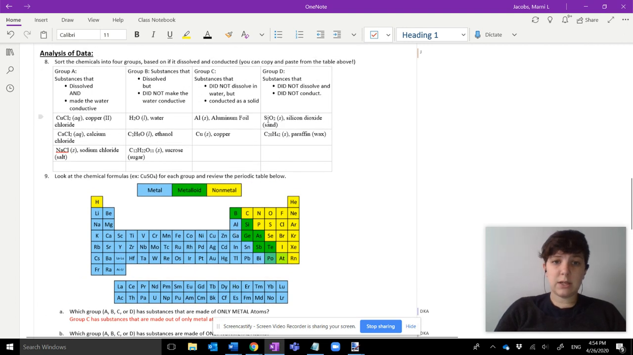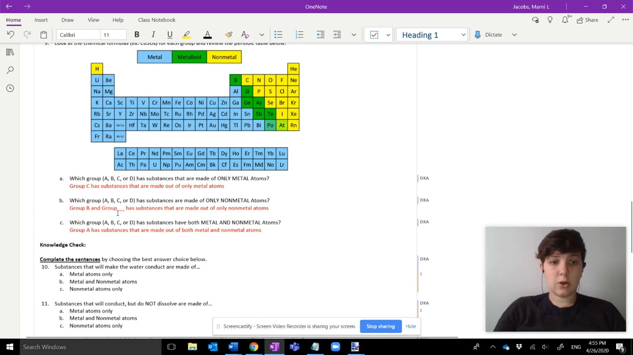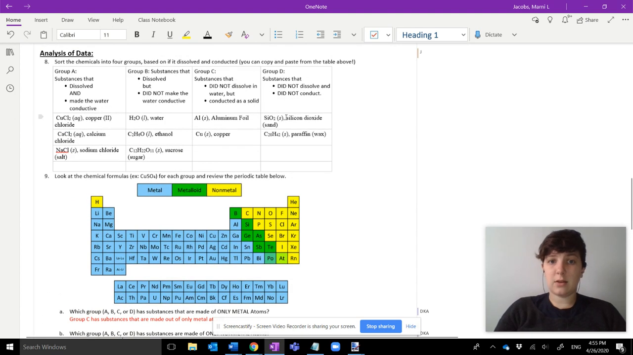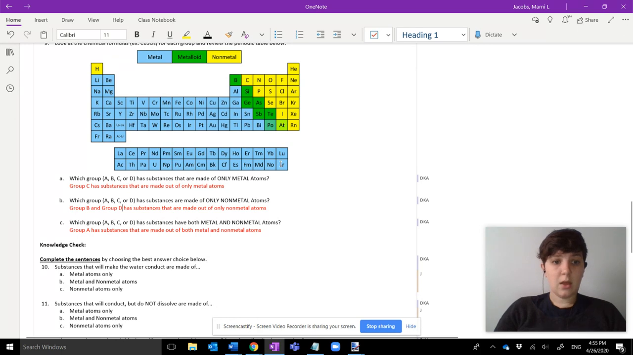And then the last one, group D, silicon. Silicon is one of those metalloids, or the semi-metals. Let's look at the rest of these and see generally what the trend is. Oxygen is a non-metal. Carbon, we know, is a non-metal, and hydrogen is a non-metal. So everything in there except for silicon is a non-metal. Silicon is a metalloid, so I think this group D should go right here still: substances that are made out of only non-metal atoms. And it seems like in this case, silicon is acting like a non-metal.